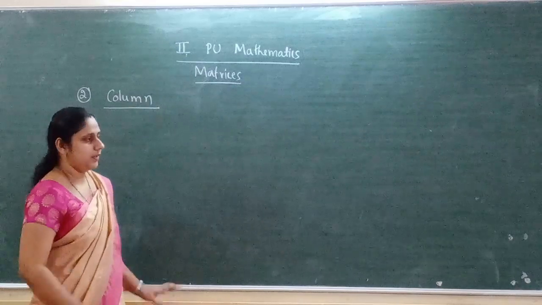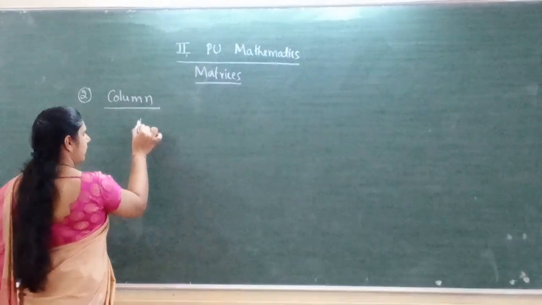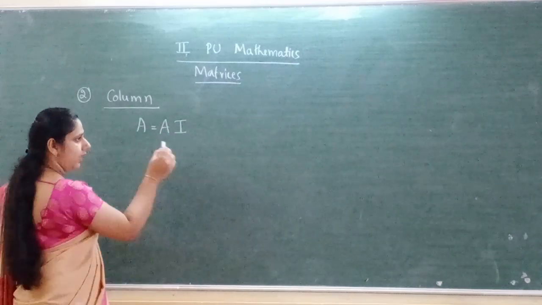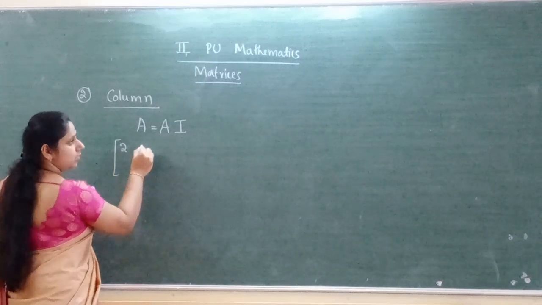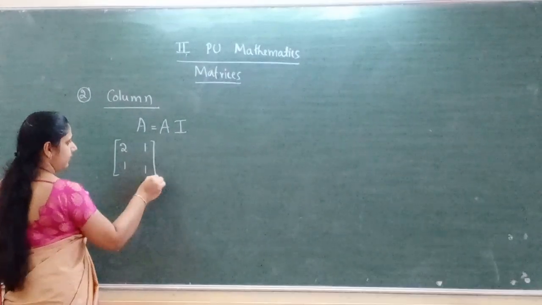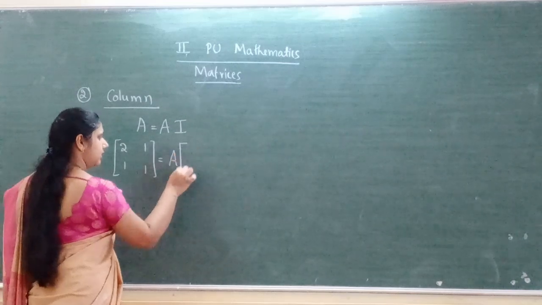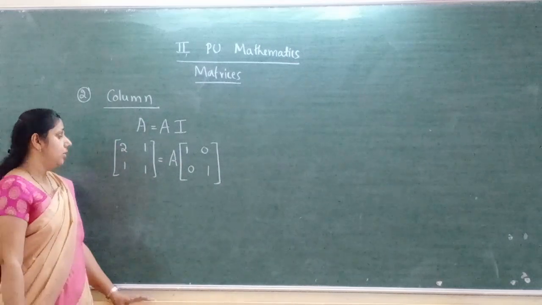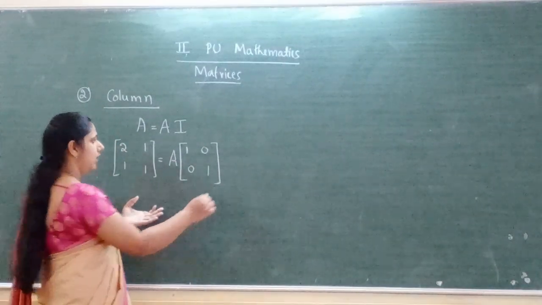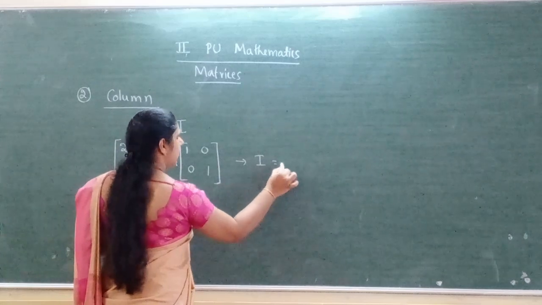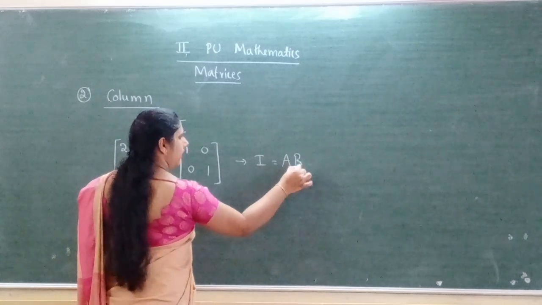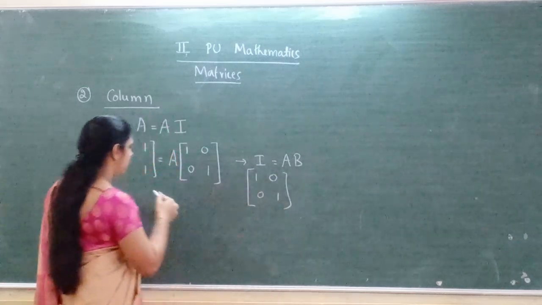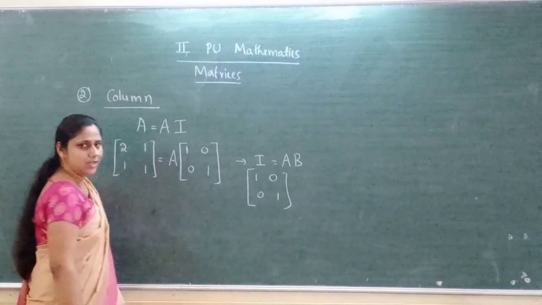Using column operation. So in the column operation we have to take A is equal to A into I. So matrix A is 2, 1, 1, 1, and write this A as it is, and matrix I is 1, 0, 0, 1. So here you have to do a sequence of column operations in order to get I is equal to AB. So the matrix must become 1, 0, 0, 1. So this matrix must reduce to 1, 0, 0, 1.